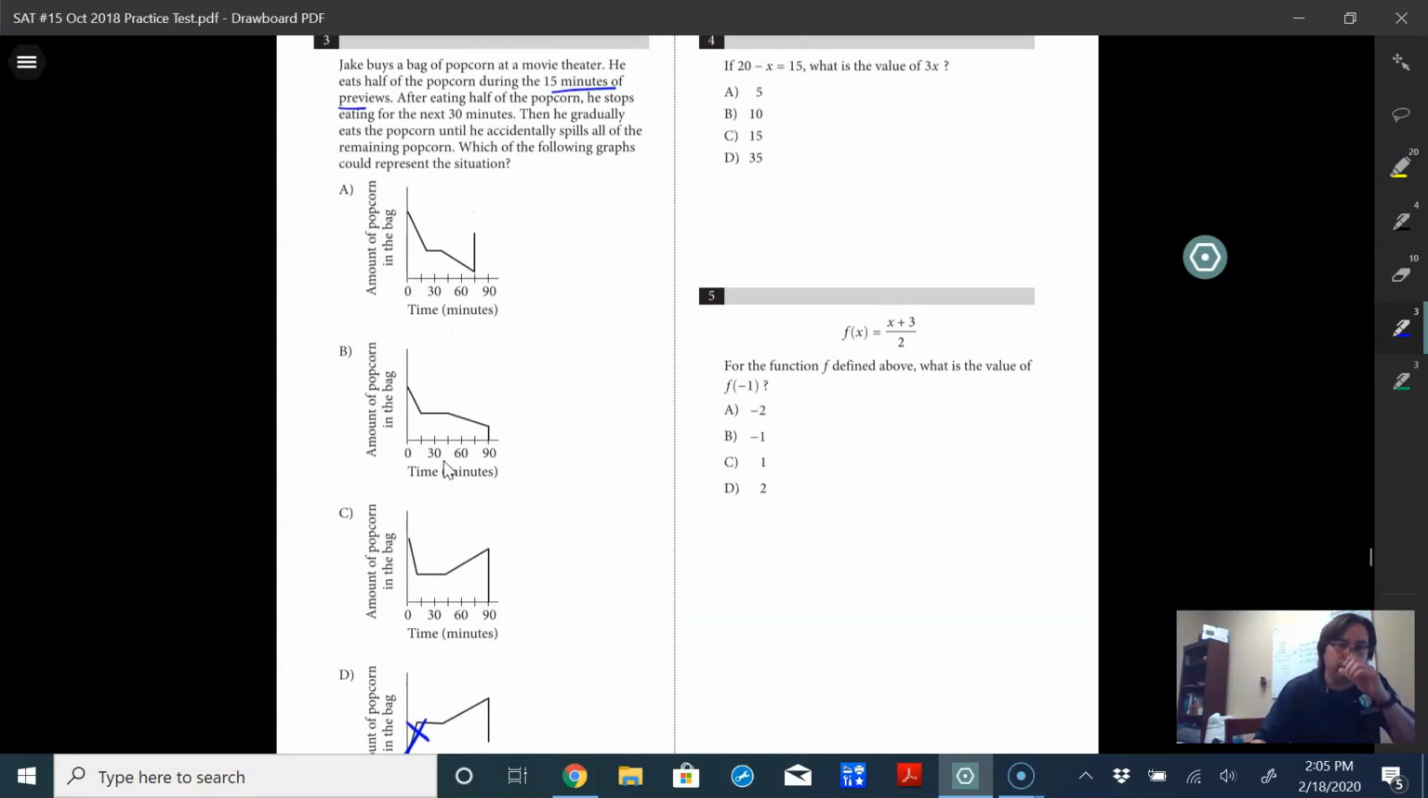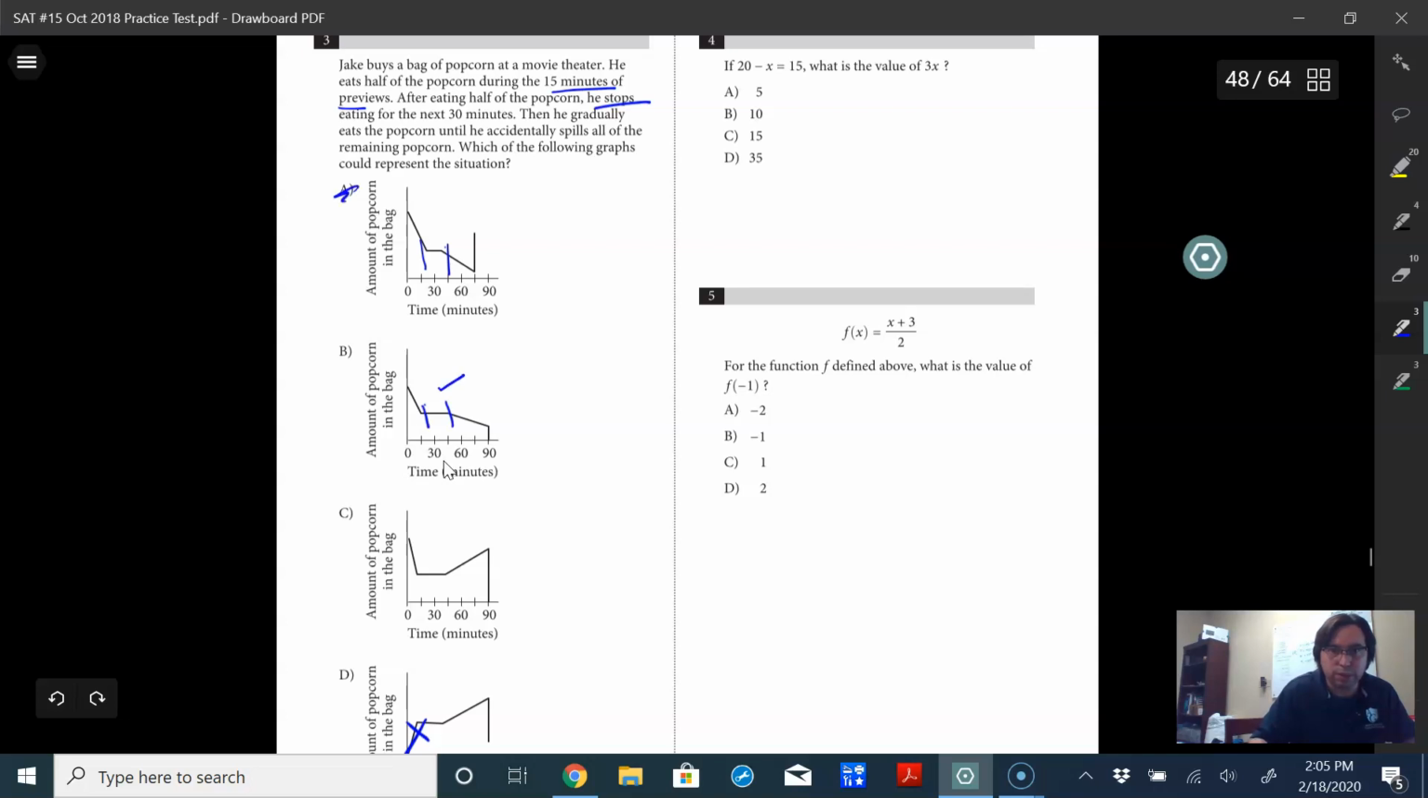After eating half of the popcorn, he stops eating for the next 30 minutes. So that means there's some sort of plateau or pause. So there's 15, and so that should be to 45. The next 30 minutes should be from right there to right there. That doesn't appear to be all that correct. Right there, right there. So that appears to be okay.